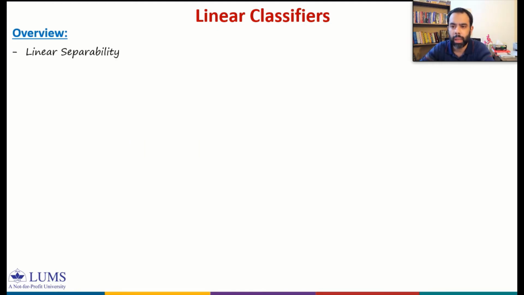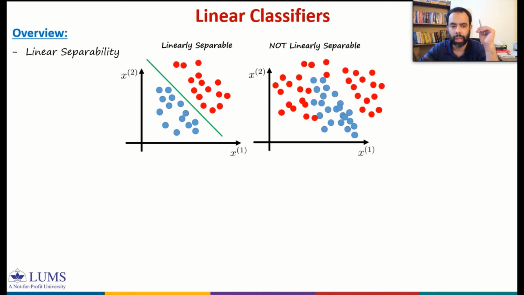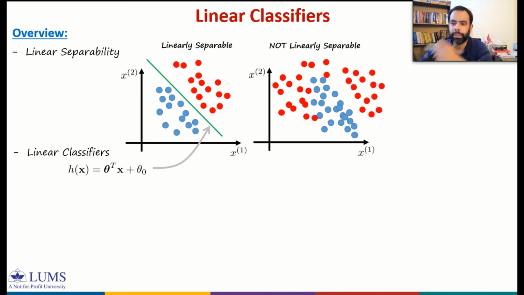We will start with an overview of linear classifiers. We say the classes are linearly separable if we can have a hyperplane as a decision boundary that separates the two classes. So this is an example of data in which the classes are linearly separable. We say that the data is not linearly separable if we cannot fit a hyperplane separating the classes. For linearly separable data, we can have a linear classifier, which would be a simple hyperplane separating the classes.